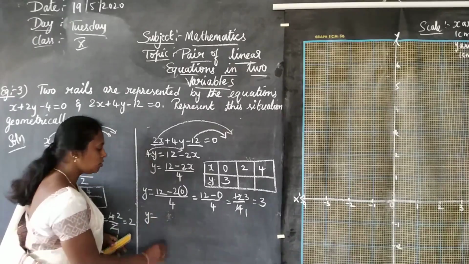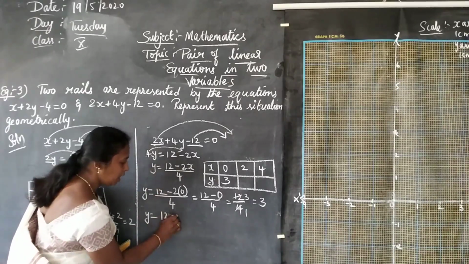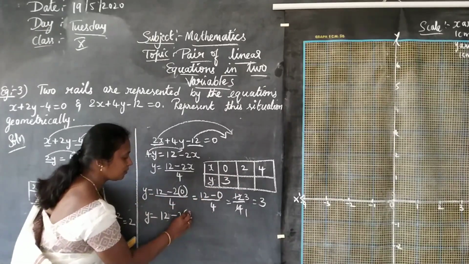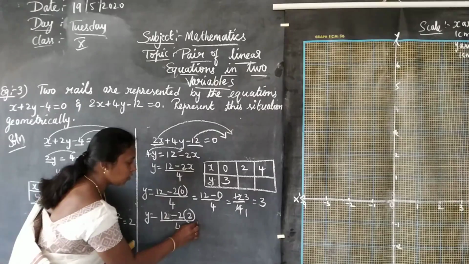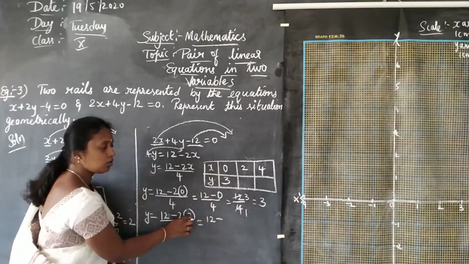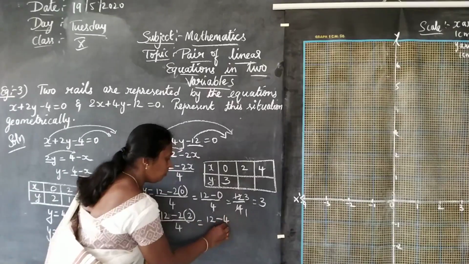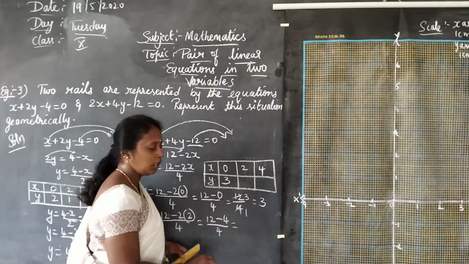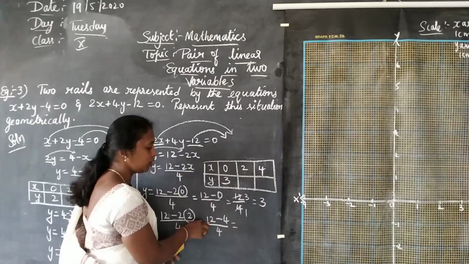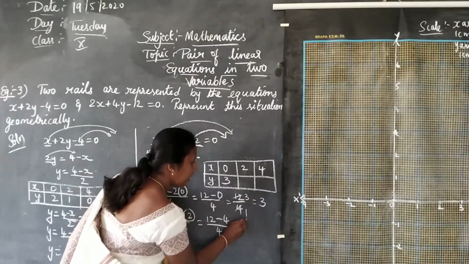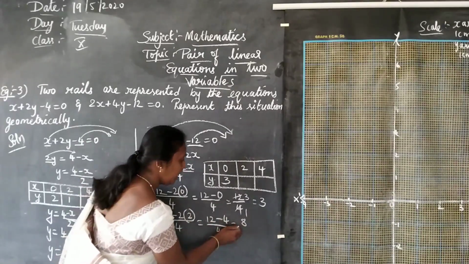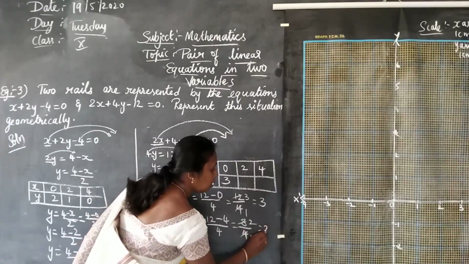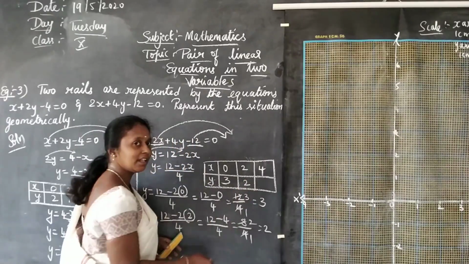Next one. y is equal to, substitute the next value. 12 minus 2 into, what next value have I taken here? 2, divided by 4. 12 minus 2 2s are, what is 2 2s? 2 2s are 4, divided by 4. Now tell me 12 minus 4. If you subtract 4 from 12, what will you get? 8, right? 8, 9, 10, 11, 12. So 8 divided by 4. Cancel. 4 ones are 4, 4 twos are 8. I got what? 2. Clear?